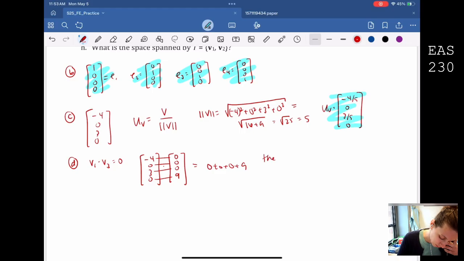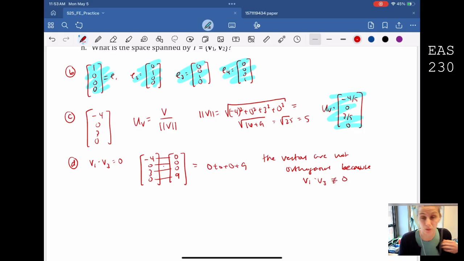So the vectors are not orthogonal because V1 dot V3 is not equal to 0. Okay, so I've determined whether or not they are orthogonal or not. Orthogonal means they're perpendicular, just as a note.